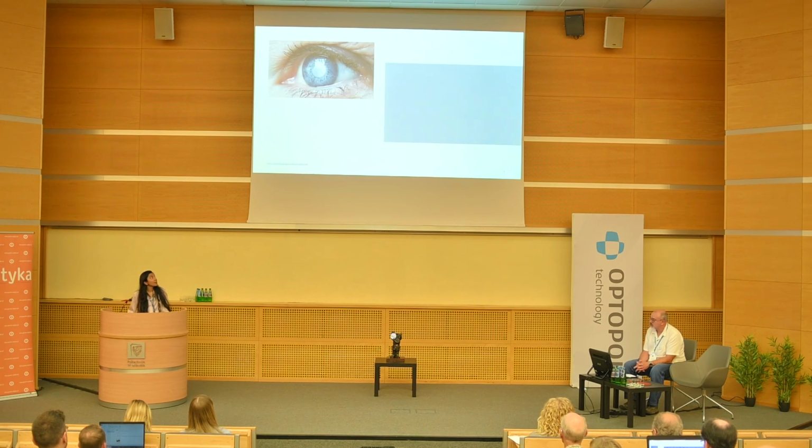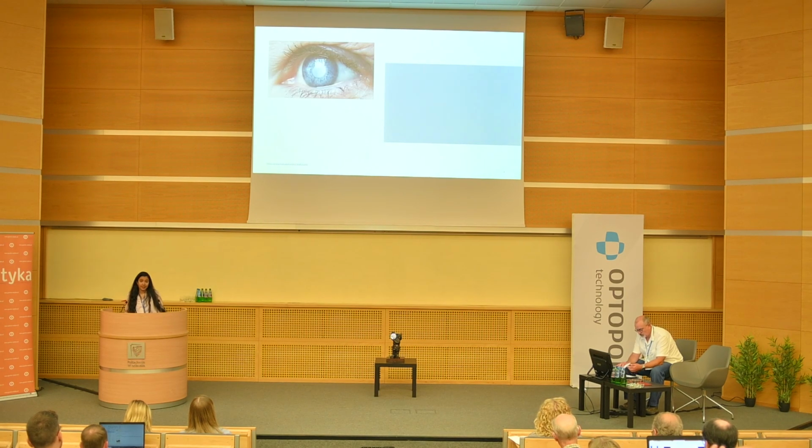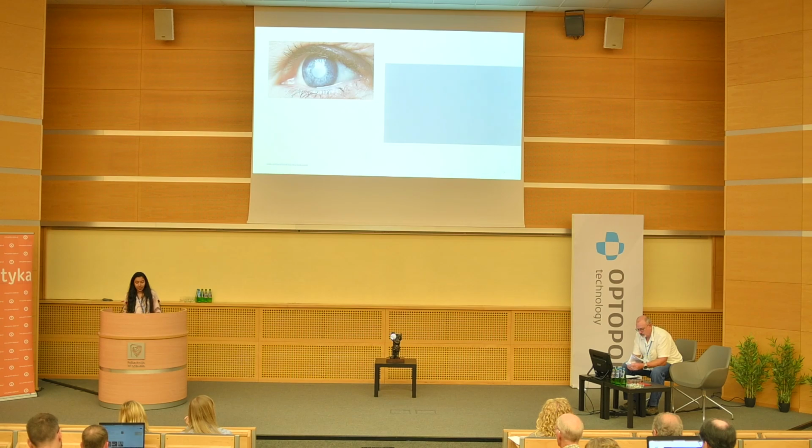Now, most of you might know what this is. It's an eye affected by cataract. And when an eye is affected by cataract, the crystalline lens loses some of its transparency and the lens needs to be replaced by an artificial lens, or intraocular lens, IOL.